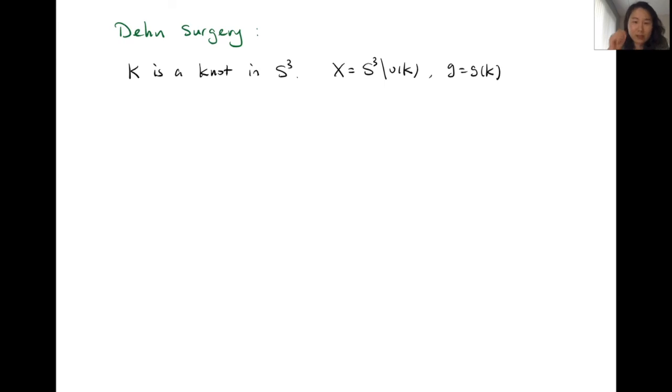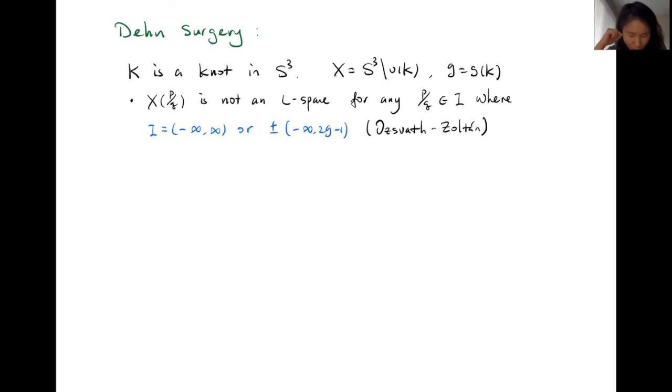So in the last part of the talk, I will just roughly, very quickly tell you what happens when you try to use the same strategy for Dehn fillings. And again, for simplicity, I will just restrict myself to K in S3, and g is the genus of the knot. It is known that X_{p/q} is not an L space for any p/q in an interval I, where I is either the whole interval, which means your knot is not an L space knot, or it's from negative infinity to 2g minus 1, plus or minus, if your knot is actually an L space knot.